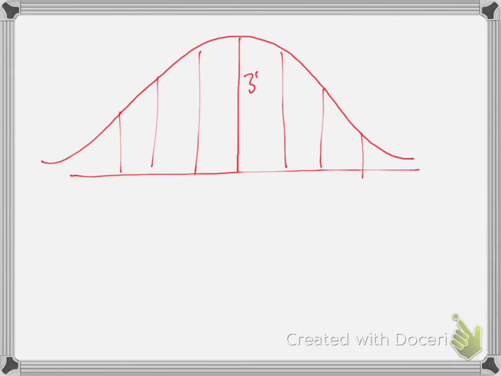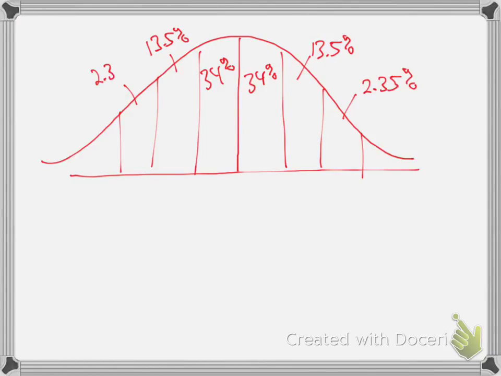And I'll do the percentages right now because those are always the same, right? They never change. 34, 34, 13.5, 13.5, 2.35, 2.35, 0.15, not even 1% there at the end, 0.15, 0.15. Okay, now, those are always the same.